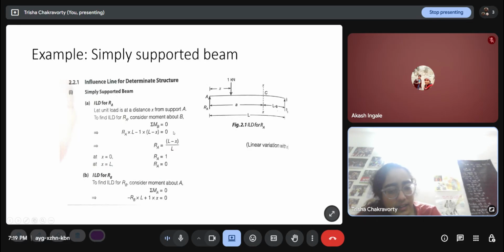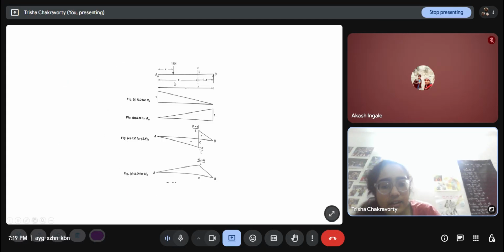So this is a linear diagram, right? RA is proportional to minus X, and at X equal to 0, this value is 1. You can also understand that if I apply a load at the support, the reaction itself will take the entire load. So if I apply 1 kilonewton at one end, RA will be 1, and if I apply the 1 kilonewton at the other end, then RB will be 1 and RA itself will be 0. So the RA will look like a straight line which goes from 1 to 0. Here, the ILD for RA goes from 1 to 0 linearly, since it was directly proportional to minus X.